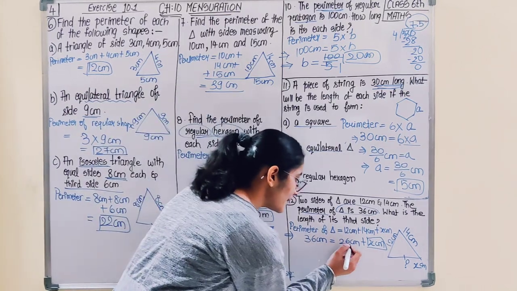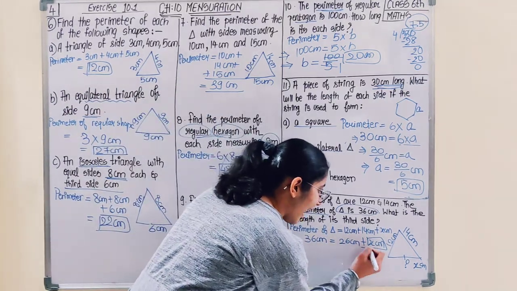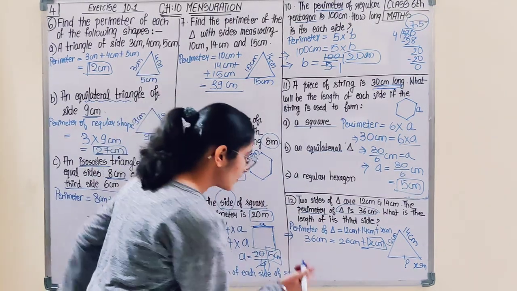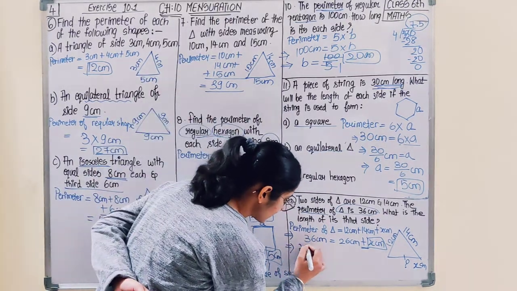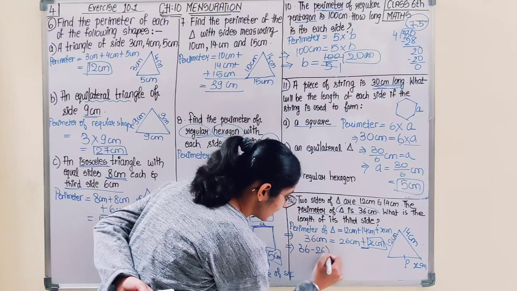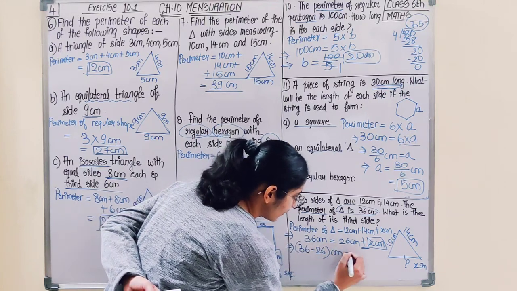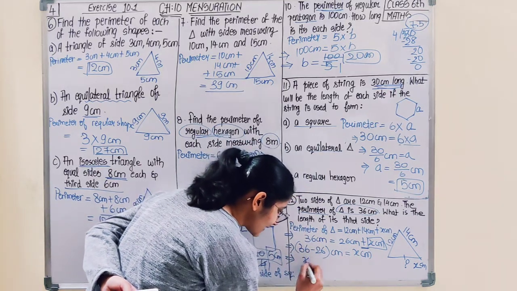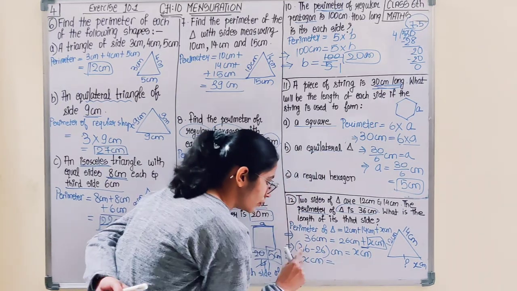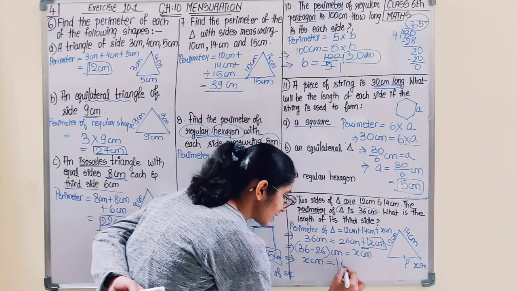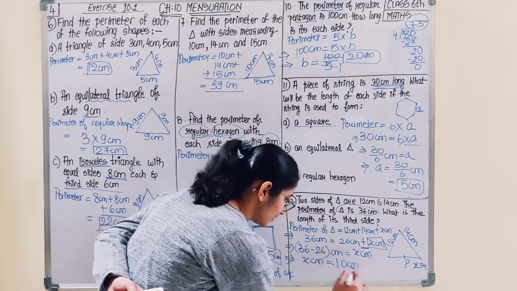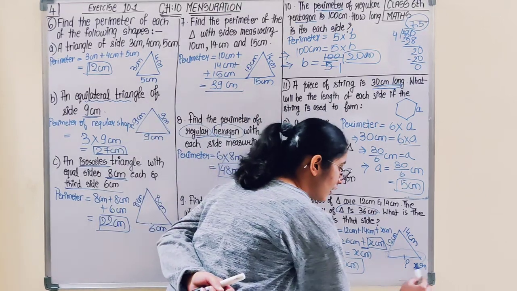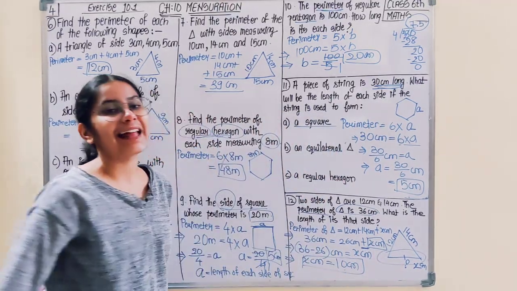Okay, so when I would be moving here it is adding. तो जब ये इस तरफ आएगा तो वो क्या होगा? Subtracting. So 36 minus 26 centimeter equal to x centimeter. That implies x centimeter equals to 36 minus 26, 10 centimeter. Okay, so the length of third side of the given triangle is 10 centimeter.